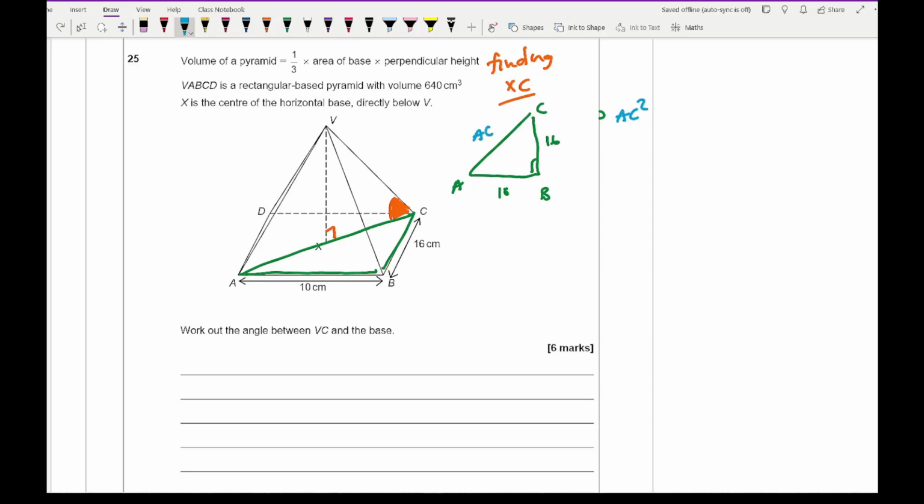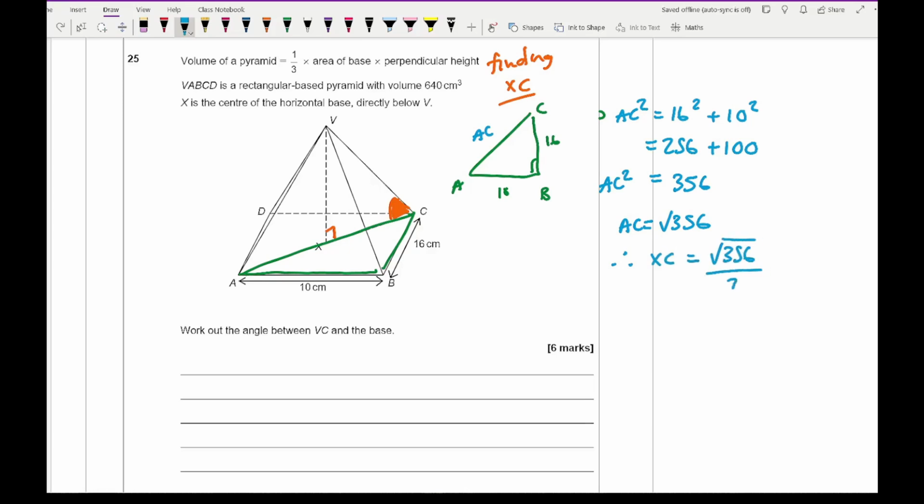So AC squared equals 16 squared plus 10 squared. So that equals 256 plus 100. So AC squared equals 356. And so AC equals the square root of 356, which therefore means that XC is half the size. So XC is going to be the square root of 356 divided by 2. And that gives me an answer of root 89. So let me just put all that in a box. So then let's go back to the diagram, just label that as root 89.